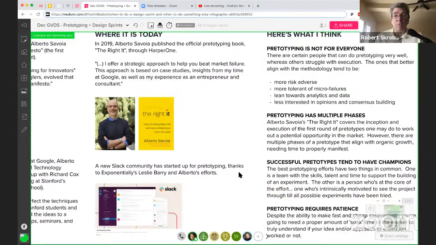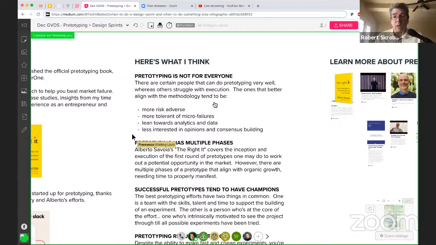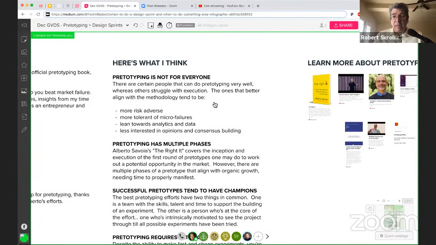The one thing I want to say about prototyping is that it's not for everyone. There are certain people that pretotyping aligns with very well, and other people struggle to execute. This is just over the past 8 months I've been interacting with people. Usually the demeanor of the individual or the teams tend to be more risk averse. They're intolerant of micro failures, where they suddenly shut things down if things don't go well.